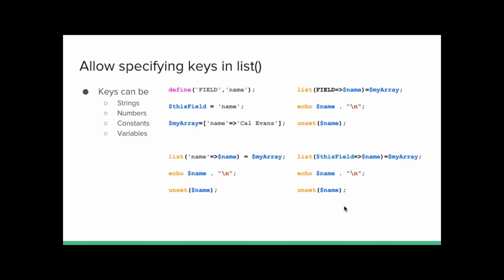Now I unset name so that next time we go it's fresh, and then at the top of the right hand column, I say list field as name. And field, I've defined that using the define statement. That's a constant with a value of name. And if I echo out name at that point, it's going to give me Cal Evans because I can use a constant to define that.